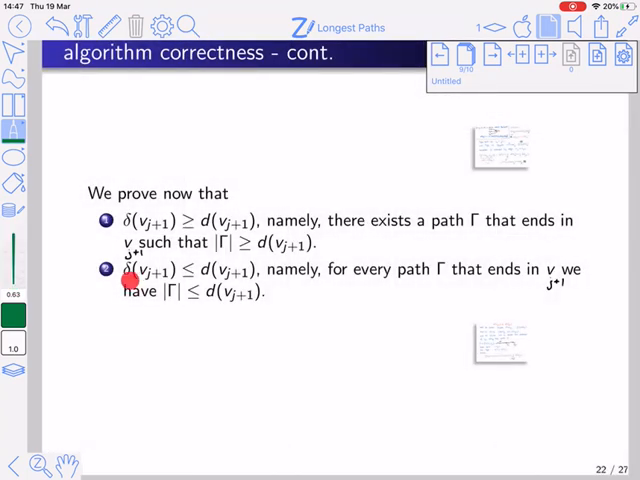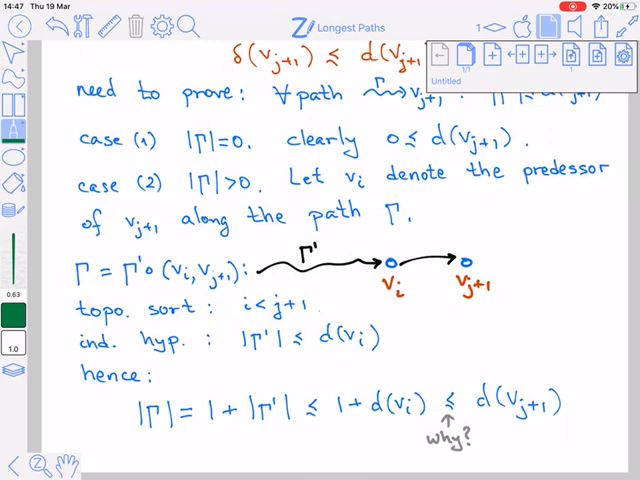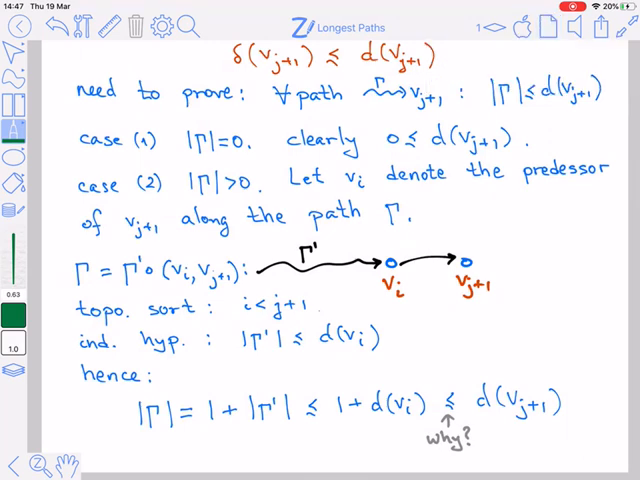Let's prove now the second part. We want to prove that delta is less than or equal to d. Okay, what do we need to prove? We need to prove that the maximum length of a path ending in Vj plus 1 is not greater than the delay of Vj plus 1. Namely, we need to prove that for every path gamma that ends in Vj plus 1, the length of gamma is not greater than the delay of Vj plus 1.